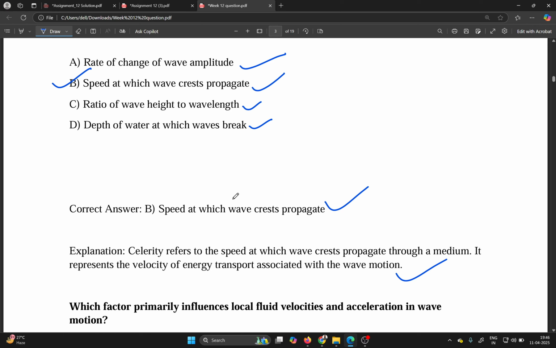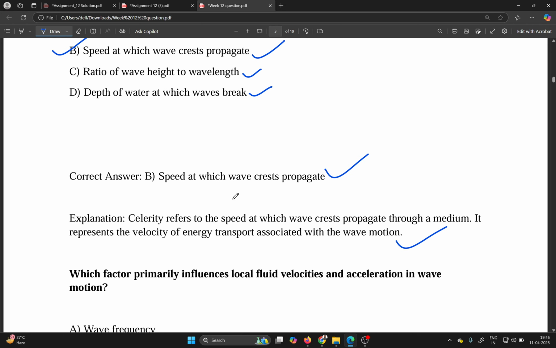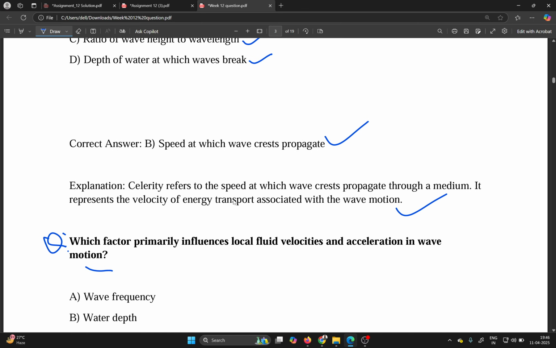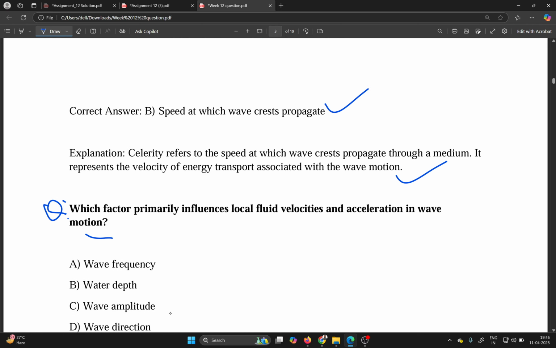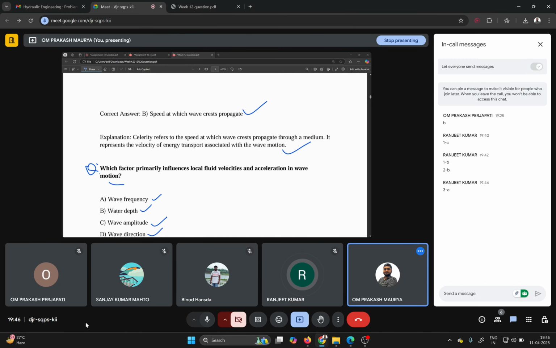So this is the explanation. The next question is, which factor primarily influences local fluid velocities and acceleration in wave motion? Wave frequency, water depth, wave amplitude, or wave direction. Which option will be correct for this question? Anyone, please think and write the answer in the chat box.